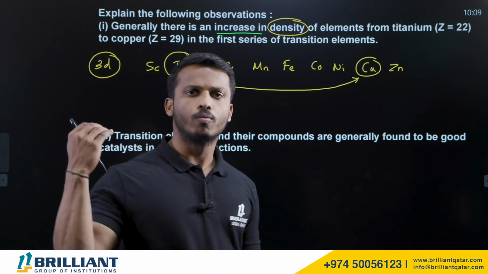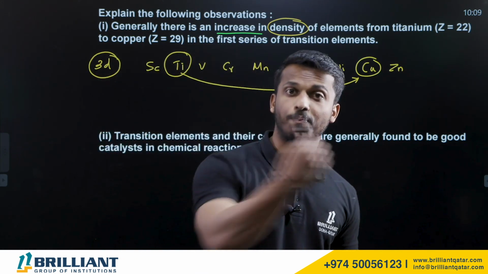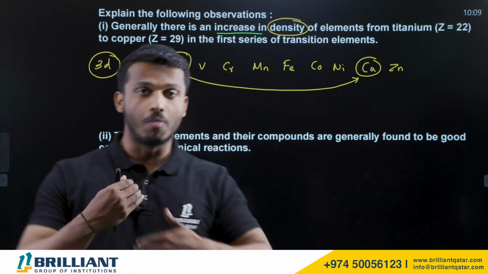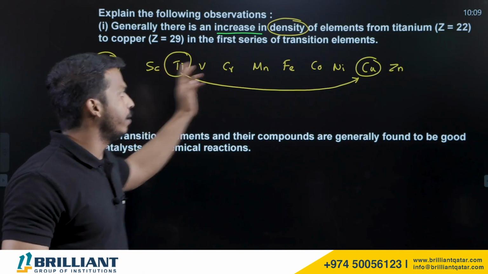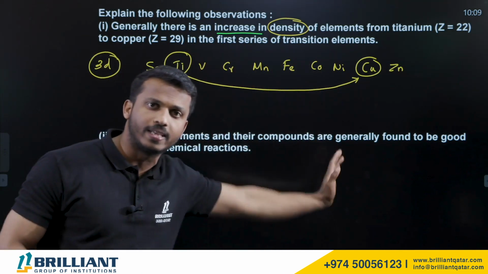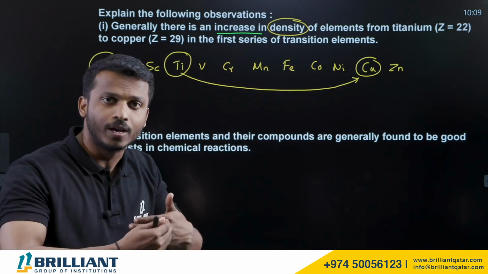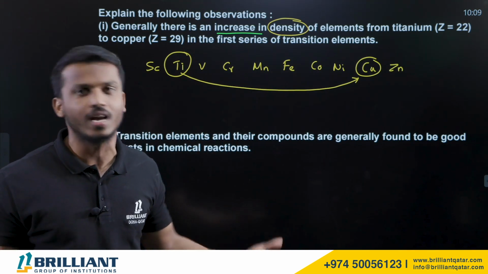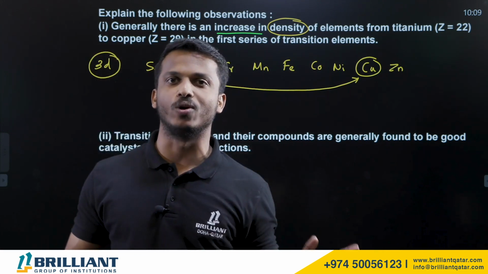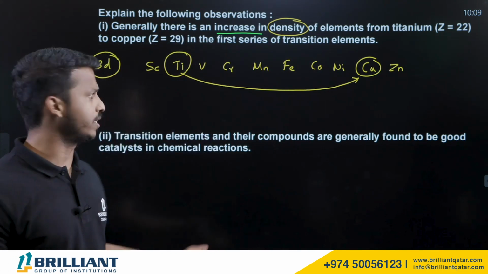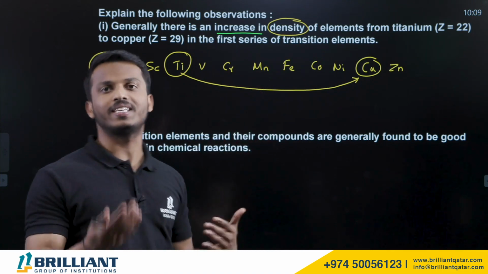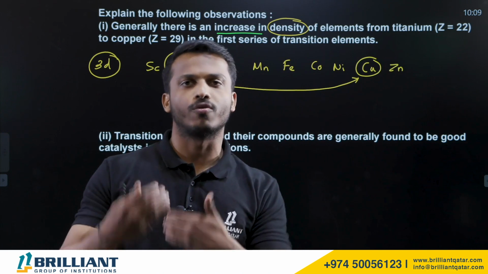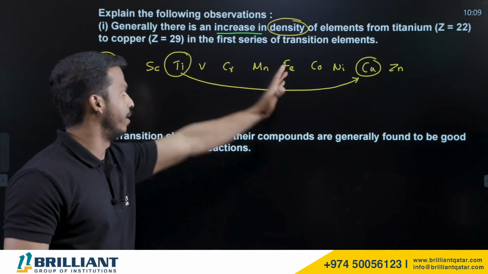Dear student, when you move from left to right, across a period, there is a successive addition of electrons, right? From titanium to copper, the atomic number is increasing, which means new electrons are being added. So the mass of the species increases. Mass is directly proportional to density, so when mass increases, density also increases. A simple reason: from titanium to copper the density increases because the mass is increasing, because there is a successive addition of one electron in each element.